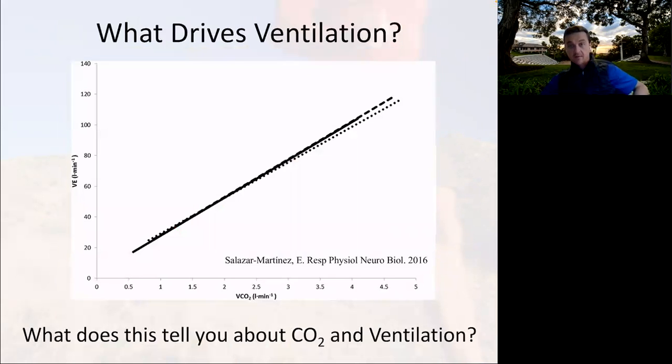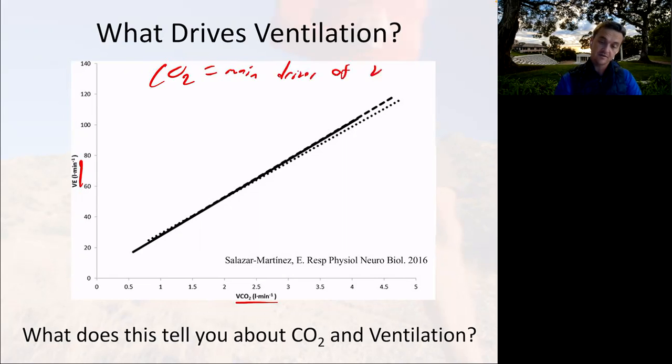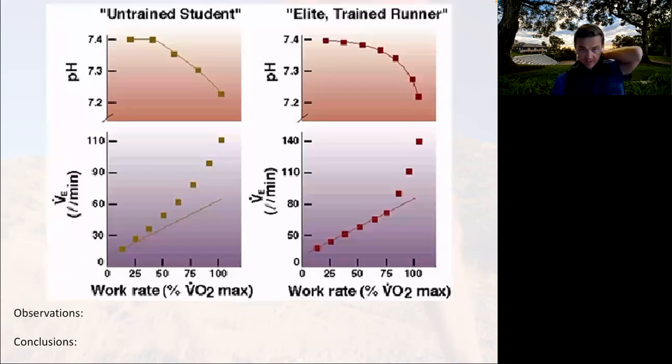One thing to note about ventilation, just as a reminder, this is the relationship between ventilation and CO2. It looks like a very linear and direct relationship, meaning when one goes up, the other one also goes up. So CO2 is the main driver of ventilation. That's the bottom line from this. I want to walk us through this in class. I'm going to have us do some interpretations on this in class, as well as answer this question.